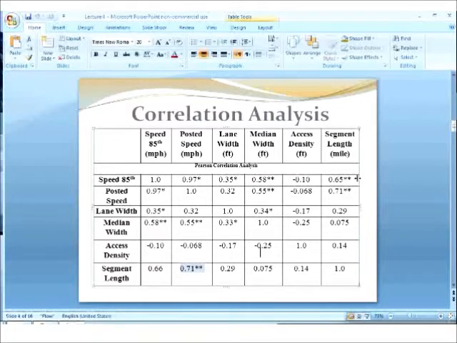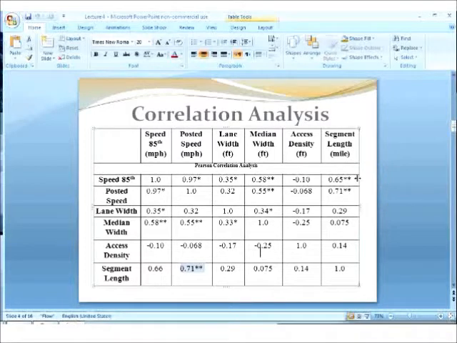However, it does not tell you how all these variables are explaining the variation in the dependent variable, which we will discuss shortly. But at least it shows you what is the strength of the relationship between the independent variable and the dependent variable, and whether they are positively or negatively correlated.